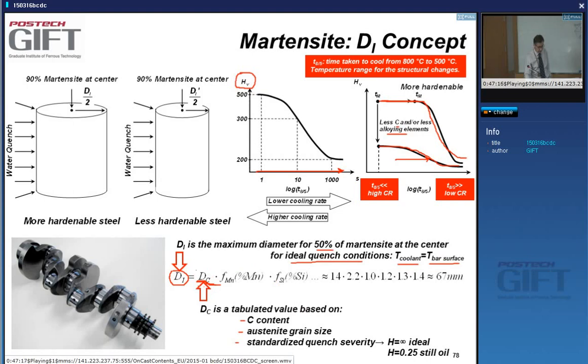So this is DC. This is a tabulated value. It's tabulated on the basis of lots of experiments. We'll see how it looks. And then there are factors which are a function of the composition. So for instance, if I have a certain steel composition, certain grain size, certain carbon content, this is just an example here. This would be 14. And then I have these parameters which are a function of the composition, and I find an ideal diameter.